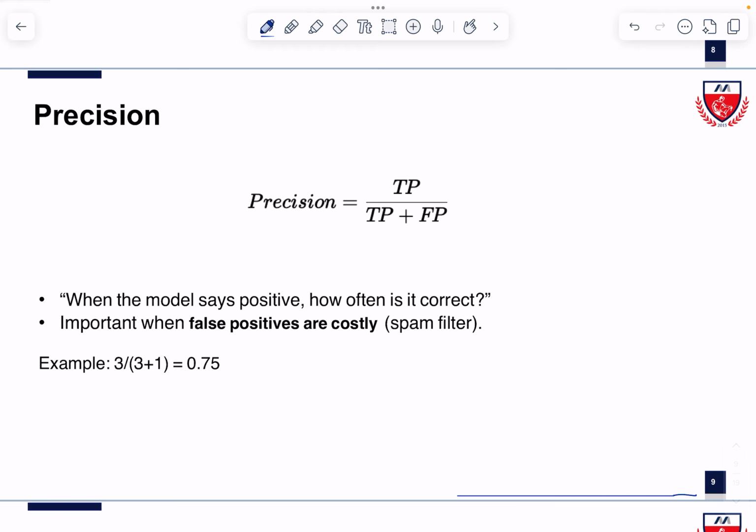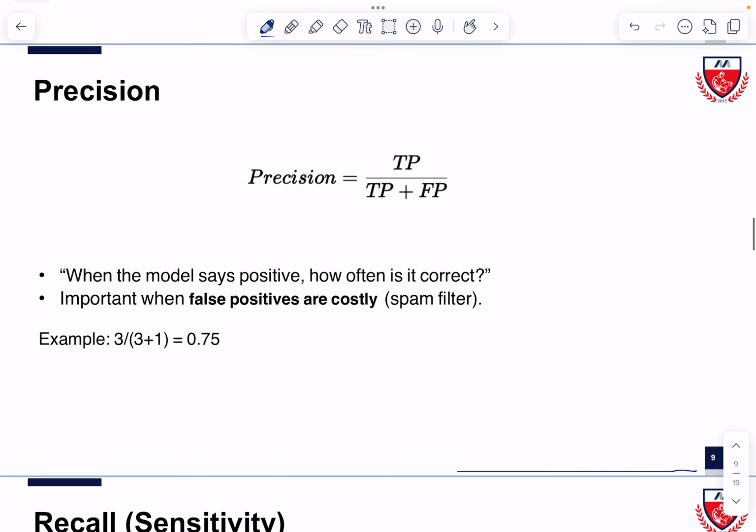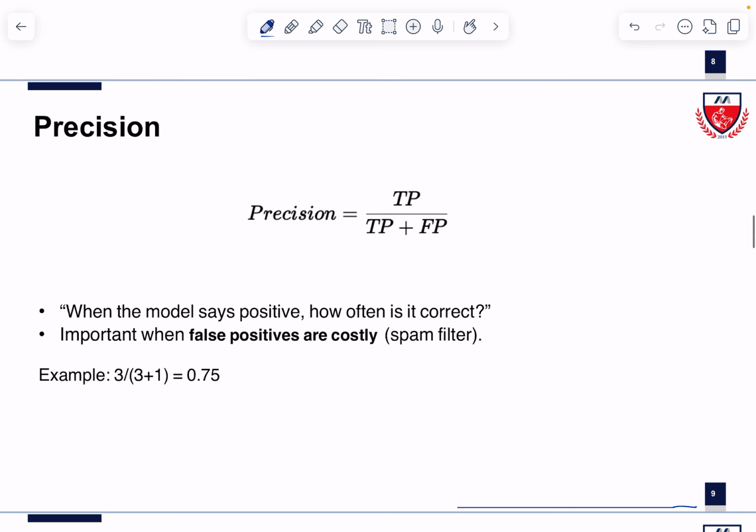I believe it's not that high because the number of data sets that we have tested is quite few. So for you to have a more reliable accuracy, you have to test more for you to know. So now, when the model says positive, how often is it correct?